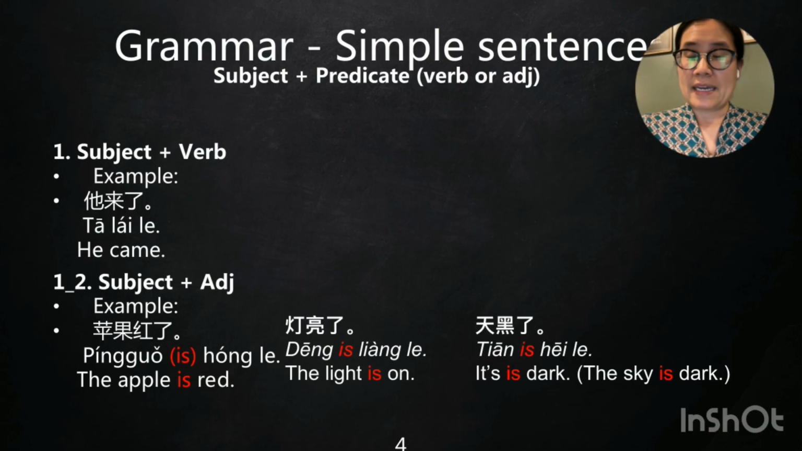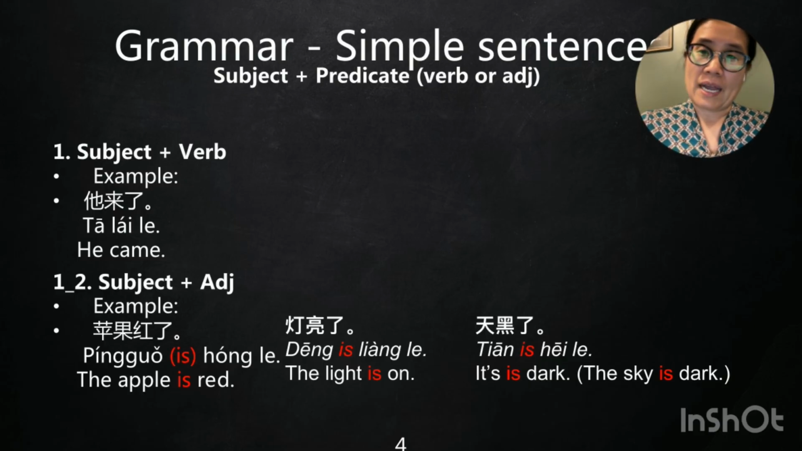Similarly, we say 灯亮了, like the light is on, instead of saying 灯是亮了. We don't use the be verb, right? So we say 灯亮了, which literally means the light on. And another similar structure is 天黑了, which means it is dark or the sky is dark. So remember, we don't use the be verb, right? So we say 天黑了 rather than 天是黑了. So do not use 是 in this basic structure. We only use 是 with identities.